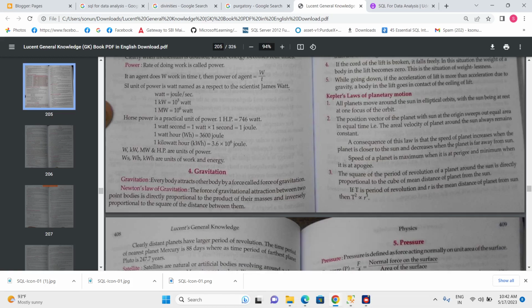Hello everyone, in this video I am going to explain Kepler's law of planetary motion. This video will be helpful for everyone who is preparing for any kind of government examination.